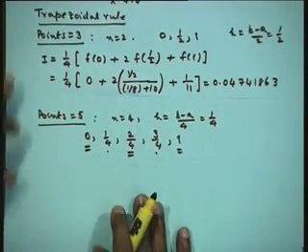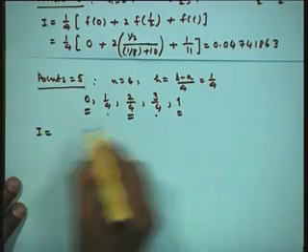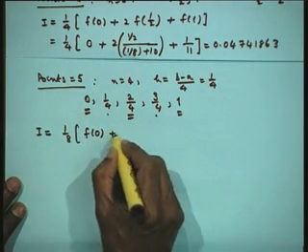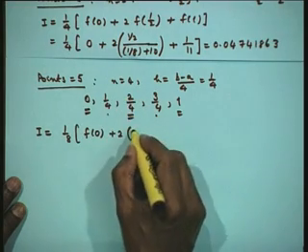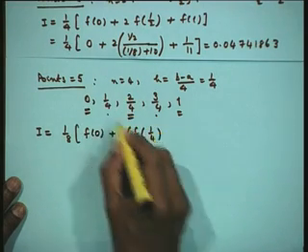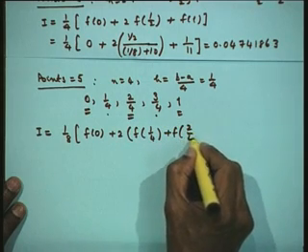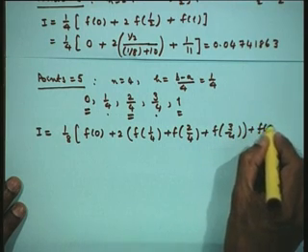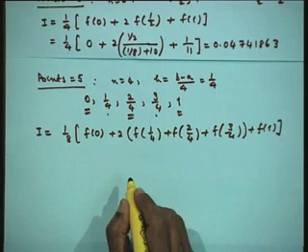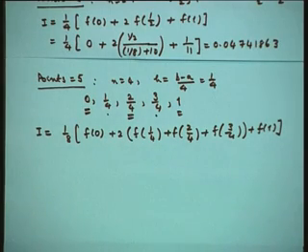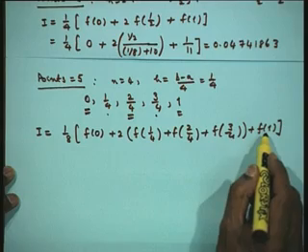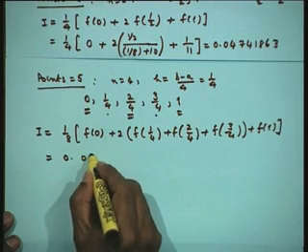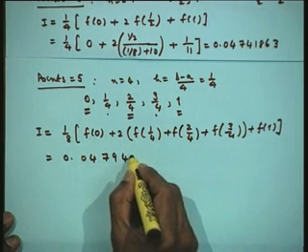Now therefore I will be equal to h divided by 2, that is 1 by 8, f at 0, 2 times, now this is f at 1 by 4 plus f at 2 by 4 plus f at 3 by 4, plus f at 1. So the middle ordinates are all multiplied by a factor of 2 and the first and the last stay as they are. Now this is simple computation, so I will give you the value for this one. This turns out to be 0.04794057.